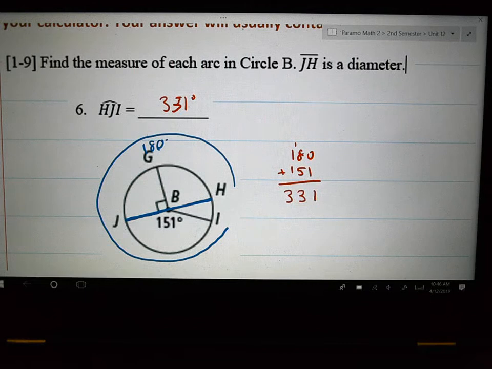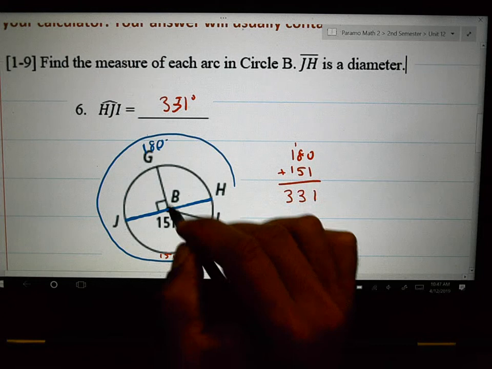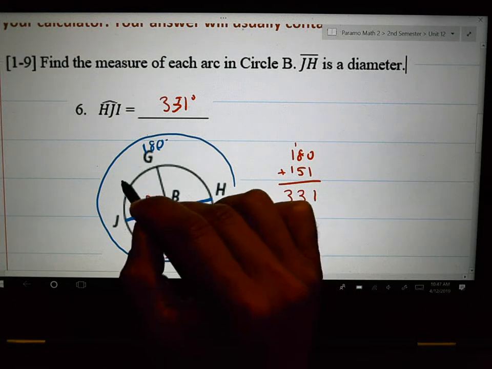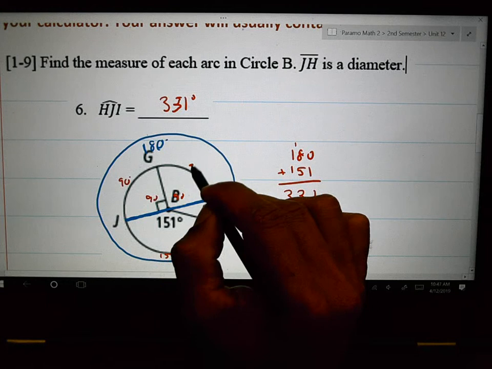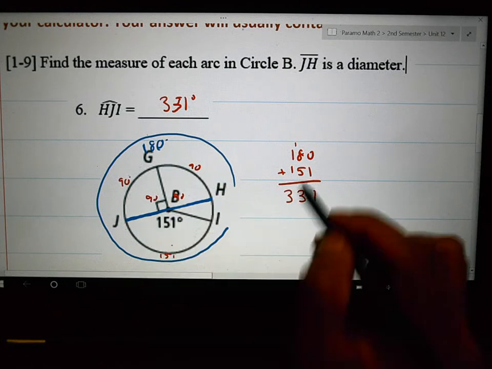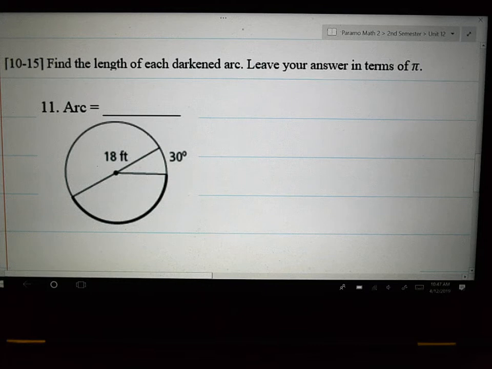That's a review from the first section. Central angles are equal to their arc. 90 degrees, 90 degrees. If that's 90, this is a diameter, that's 90, and that's 90, or 180 and 151. That's what I'm doing. Pretty simple. Then the new stuff happens.